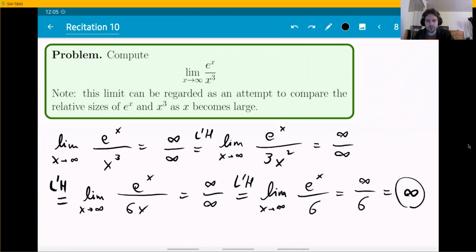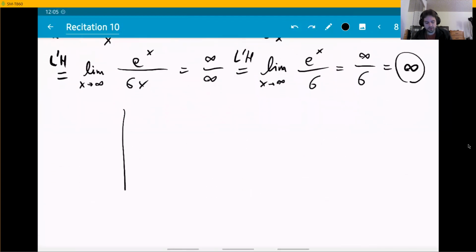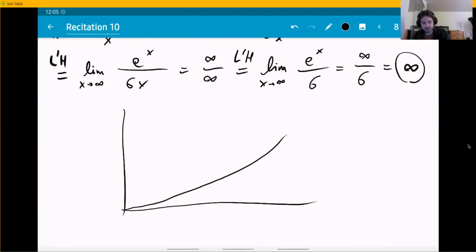So what this computation here is showing is that the exponential function grows much more than the x cubed function, or in fact, any polynomial function. It's a measure of how they compare to each other. And L'Hopital gave us how that goes. So basically, even though both functions are going to infinity, here's x cubed, here's the exponential, it starts growing much faster.